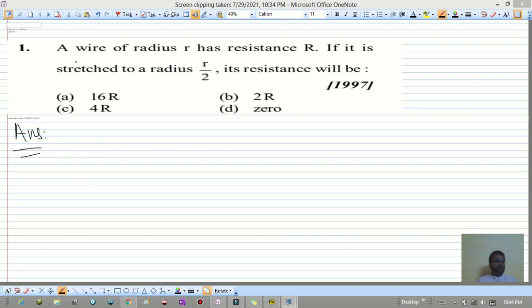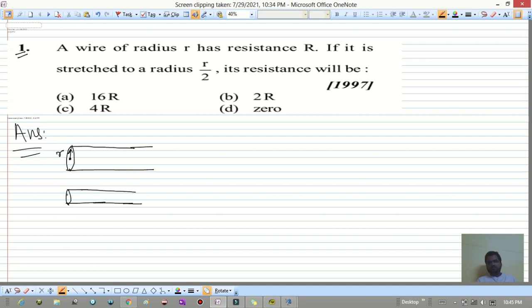So let's continue with our current electricity DPP, and in this we have the first problem. A wire of radius r has resistance capital R. If it is stretched to a radius r by 2, its resistance will be. So a resistance wire is given of radius r, now it is stretched so that its radius becomes r by 2.